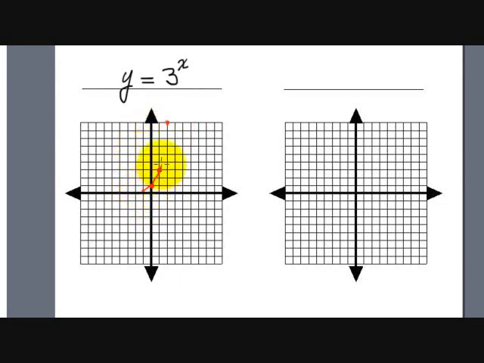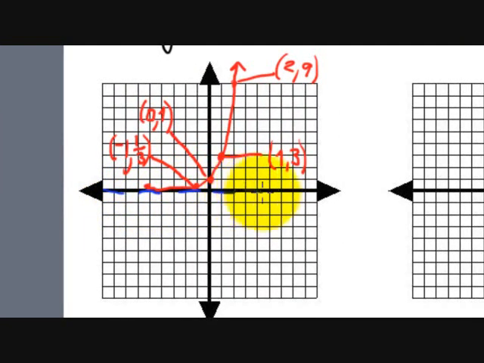Let me connect the points with a curve, and this is our exponential. So this point is (0,1) as always, a common point for any exponential. This point is (1,3) because the base is 3. This point is (2,9), and this point is (-1, 1/3). And the asymptote, as always, is on the x-axis. The horizontal asymptote is located at y = 0.